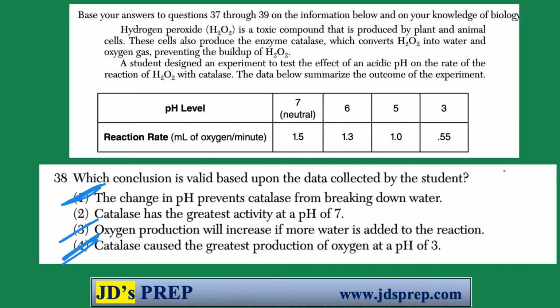And number 3, we're also going to eliminate because oxygen production won't increase if more water is added to the reaction. Water is also a product in this equation. Okay, hydrogen peroxide is broken down to water and oxygen. So that leaves us with 2, which makes sense. Catalase has the greatest activity at a pH of 7. At the pH of 7, that's where we have the highest reaction rate. So obviously catalase has the greatest activity there.